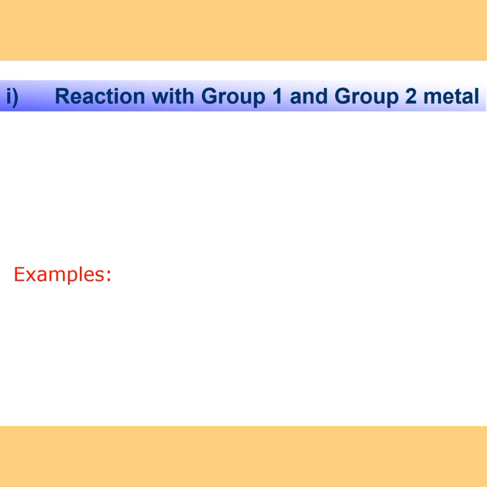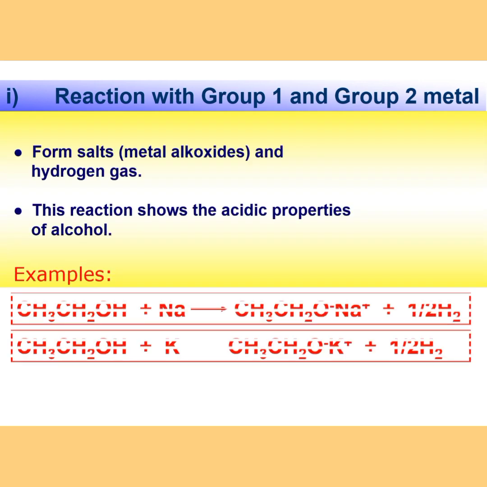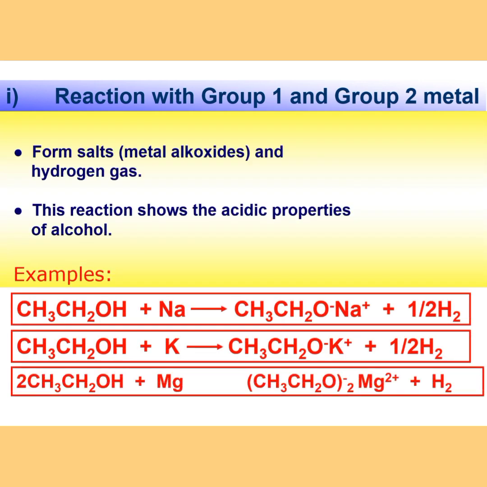Reactions of alcohol with group 1 and group 2 metal. Basically, when alcohol reacts with metal, no matter from group 1 or group 2, it will produce metal alkoxide, a salt, and hydrogen gas.